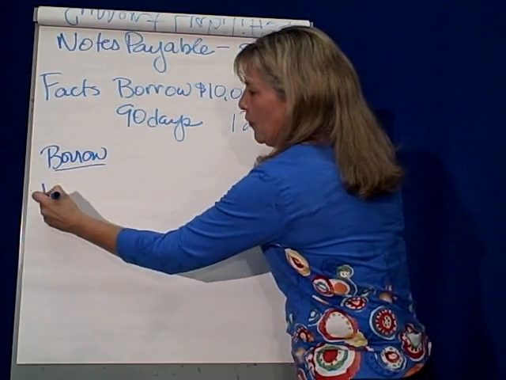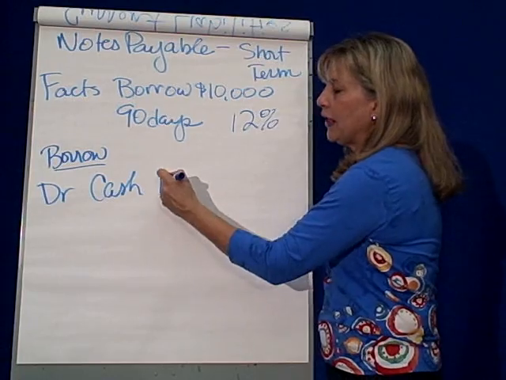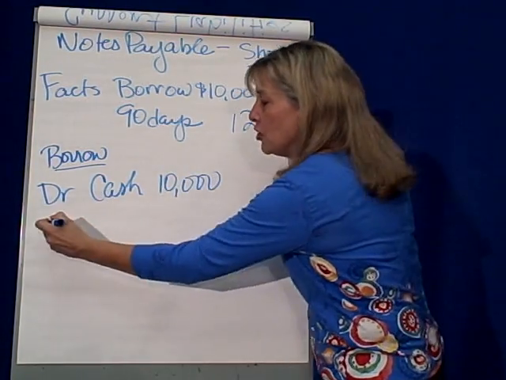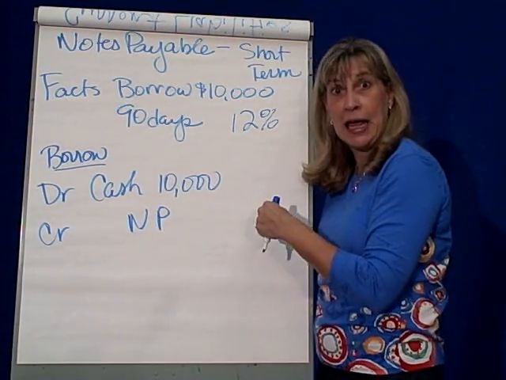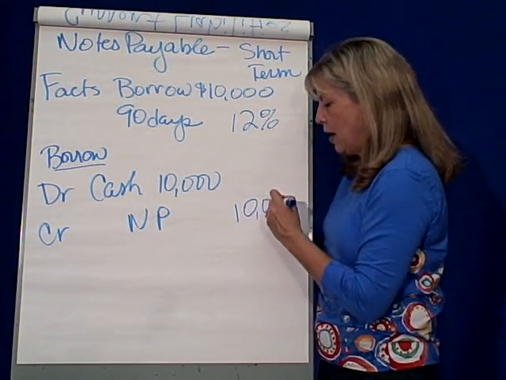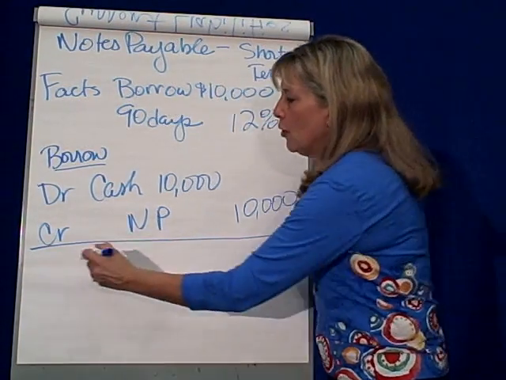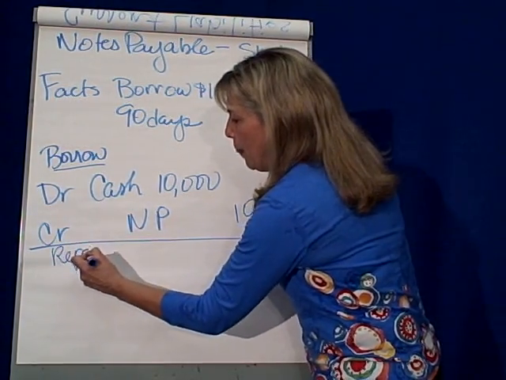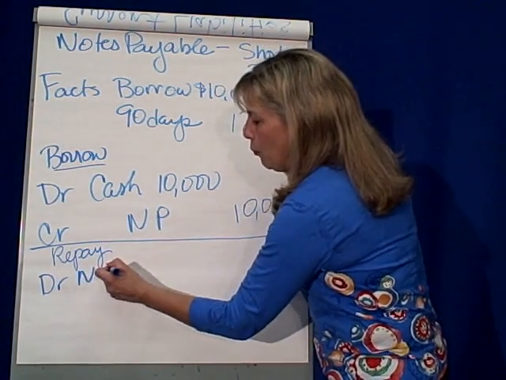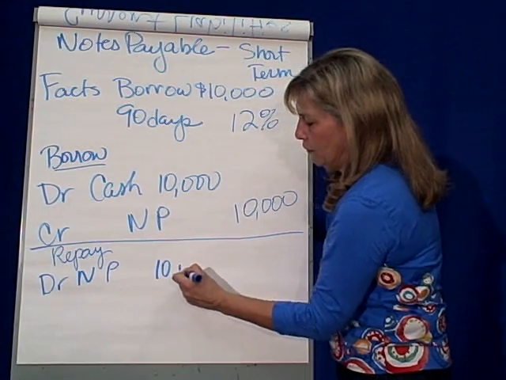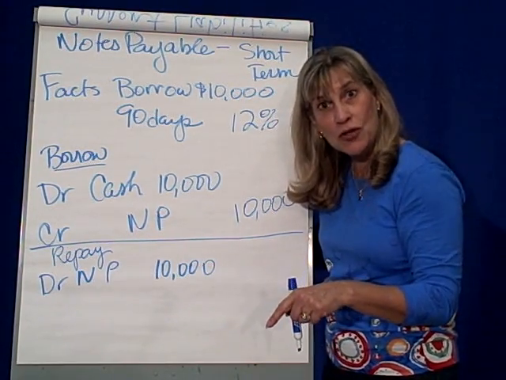this is what happens. We're going to be debiting cash because we'll receive $10,000 cash, and we're going to credit note payable, which I'm abbreviating NP, for $10,000. Okay? 90 days later, when I repay that note, I know that I'm going to be debiting note payable for $10,000, but I'm also going to have to pay some interest, aren't I?